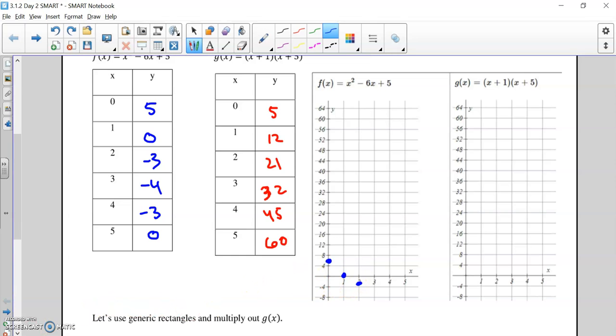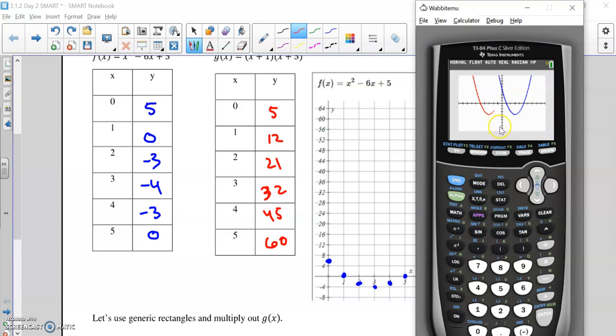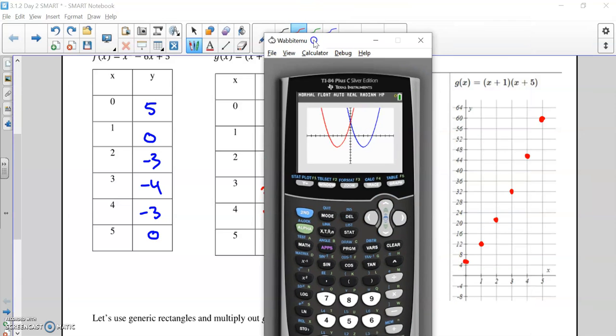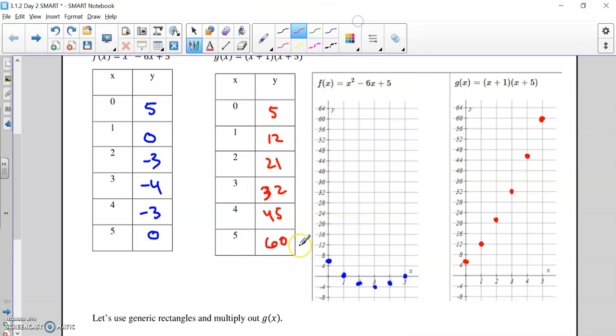Alright, I have finished my graphs and we can see that not only were my tables different, but my graphs were also different, and you can see that on the calculator as well if we go ahead and let this thing graph that. And so we can therefore conclude that they are not equivalent.